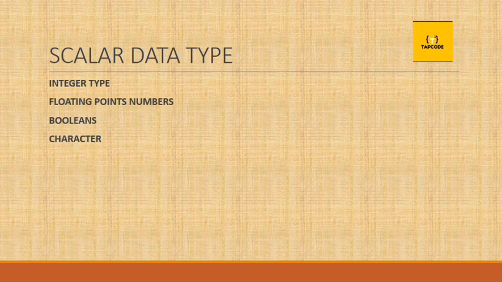So data types can be divided into two: scalar data types and compound data types. Under the scalar data types, we have four major types: the integer type, the floating point numbers, the boolean, and the character type. As we go on, we are going to break them down bit by bit, and see how each one serves, where they are used, and how they are utilized.